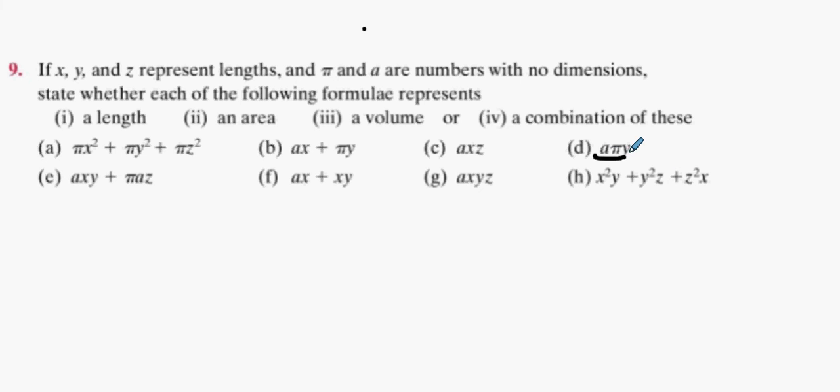Constant, and then centimeters. So it'll just be a length. What about this one here? A is just a regular number. X is centimeters. Y is centimeters, which would be centimeters squared. Area.